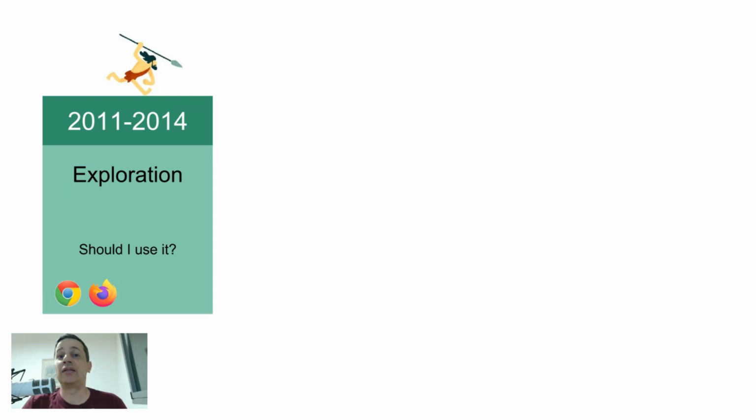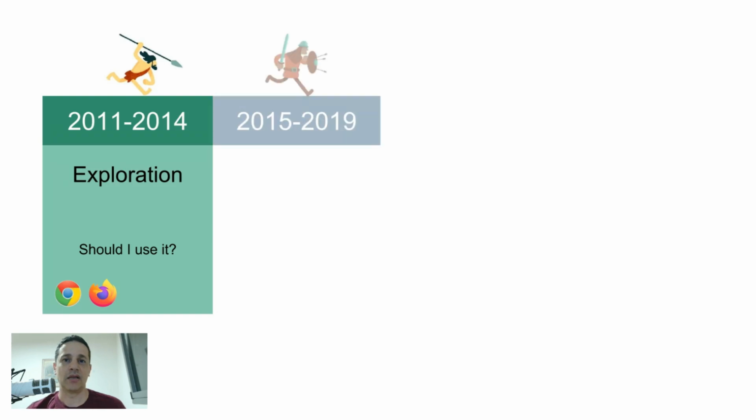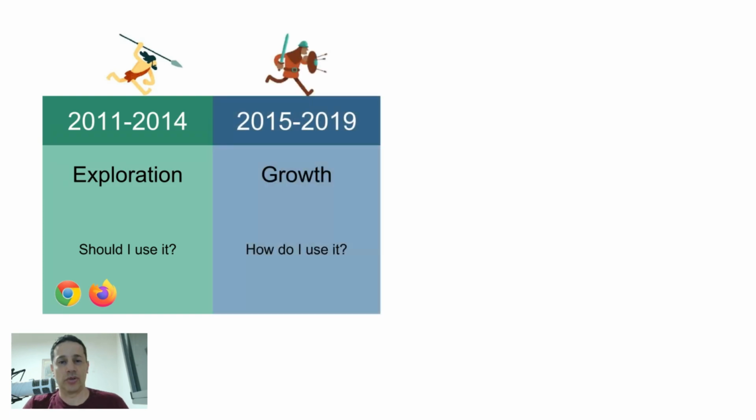Sometimes they didn't interoperate, and you couldn't write an application to run on both until you could, but that's where we were. Then we entered the era of growth. Between 2015 and 2019, we saw a lot of different companies join the fray and start putting out commercial applications using WebRTC running in production. The main question in this era was, how do I use it? What are the APIs? What are the pieces that I need to build? How do I connect it to existing solutions that I already have?